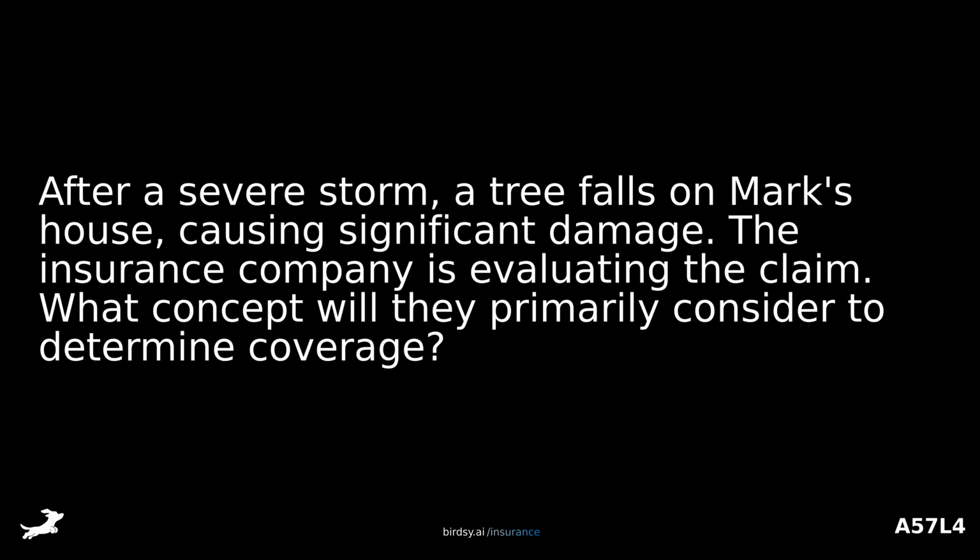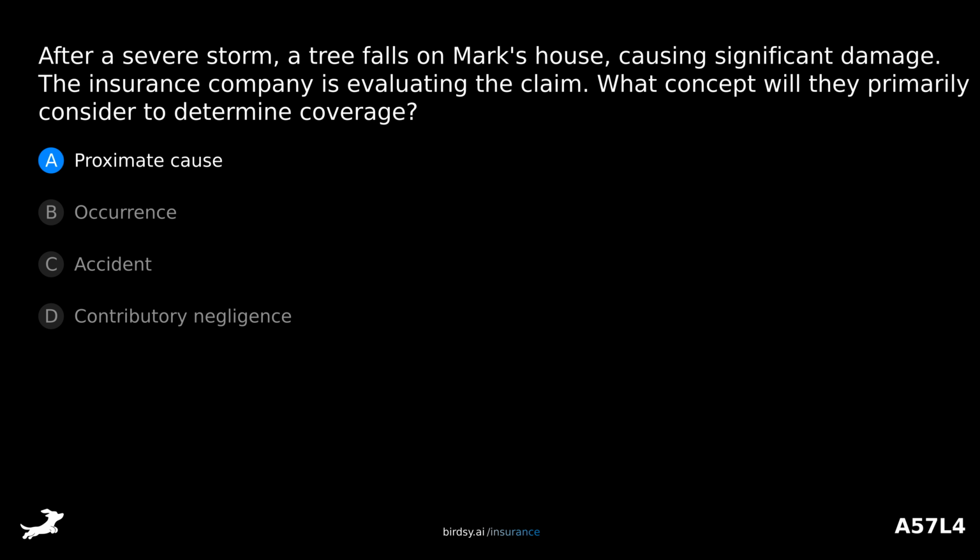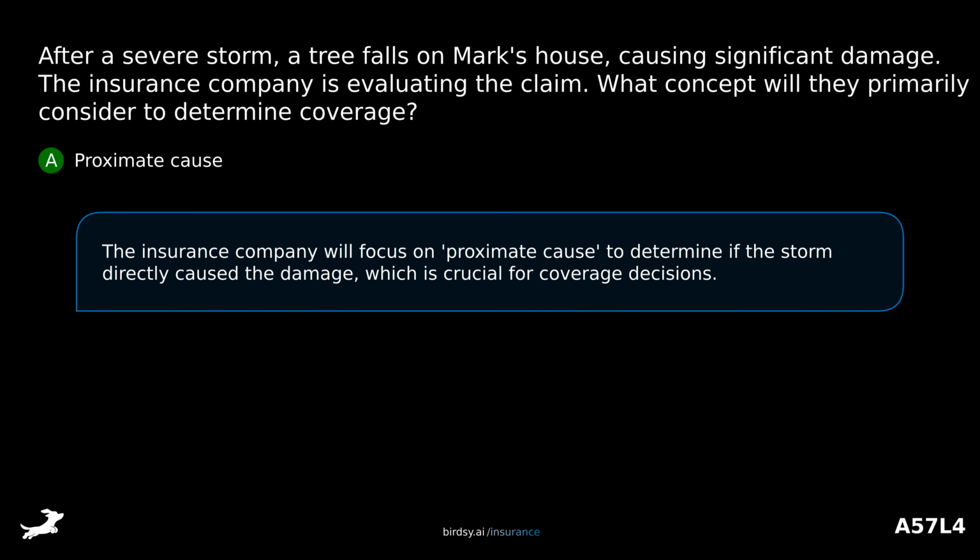After a severe storm, a tree falls on Mark's house, causing significant damage. The insurance company is evaluating the claim. What concept will they primarily consider to determine coverage? Is it A, proximate cause, B, occurrence, C, accident, or D, contributory negligence? The answer is A, proximate cause. The insurance company will focus on proximate cause to determine if the storm directly caused the damage, which is crucial for coverage decisions.